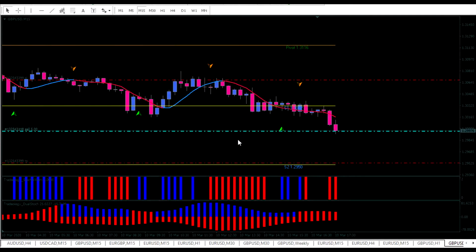Press OK. We can see that is the take profit target. That is the stop loss area on top here. And now we just have to come back and monitor the trade.